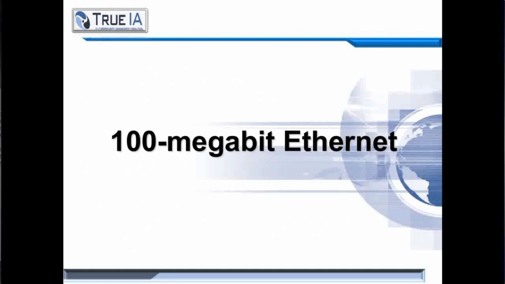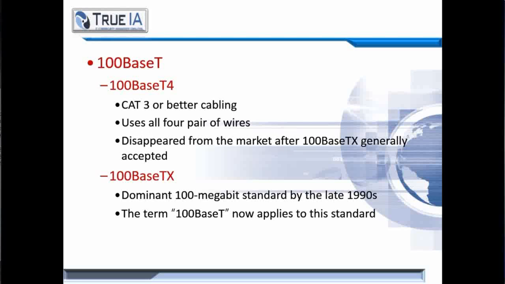First, we'll start with the 100 megabit Ethernet. The 100 base T4 uses Cat3 UTP and uses all 4 pair of wires. Now, this disappeared widely from the market after the introduction of the 100 base TX. That is the dominant 100 meg standard since about the late 90s. The term 100 base T now applies to that standard.